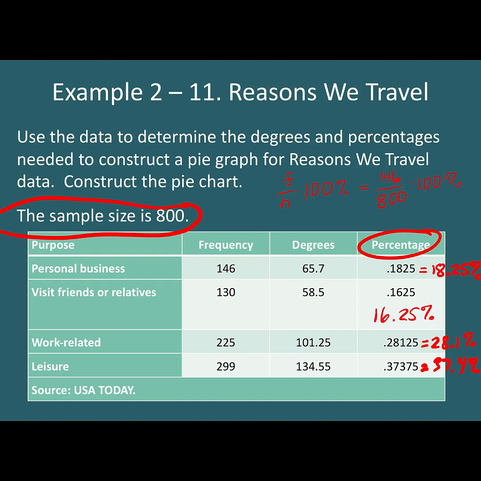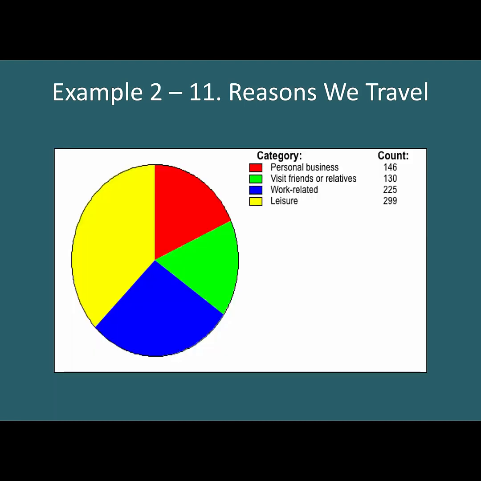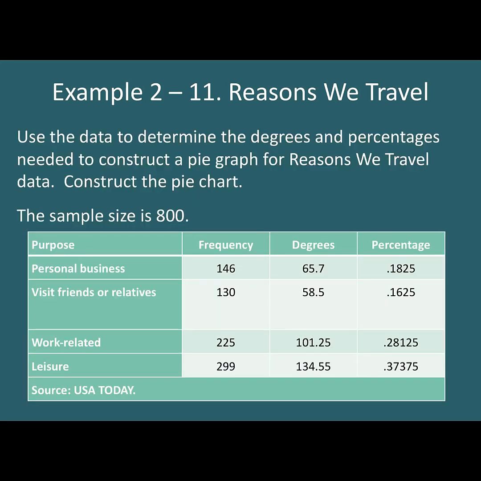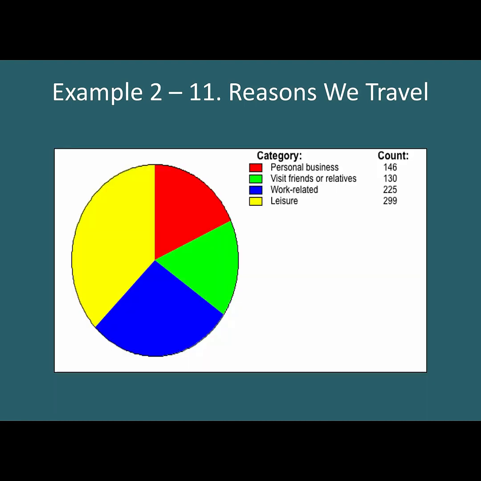Constructing the pie chart would look like this. And you'll notice that these pie wedges actually correspond better with the degrees column. You'll notice that the personal business travel reason is the 65.7 degrees. Friends and relatives, well, that will be the 58.5 degrees.